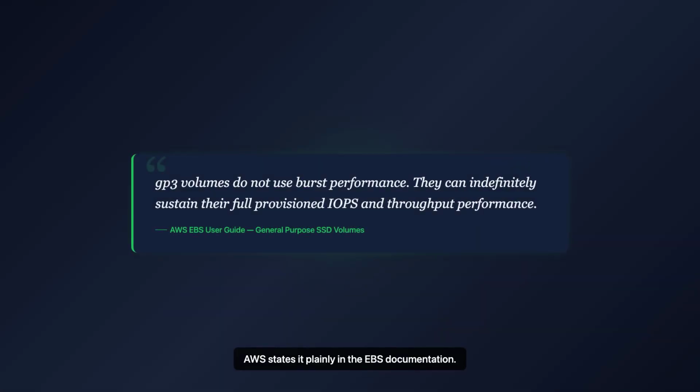Amazon Web Services states it plainly in the EBS documentation. GP3 volumes do not use burst performance. They can indefinitely sustain their full provisioned IOPS and throughput. That single sentence is the distinction the exam tests between GP2 and GP3. No credits, no cliff, no surprise slowdown 2 hours into production.